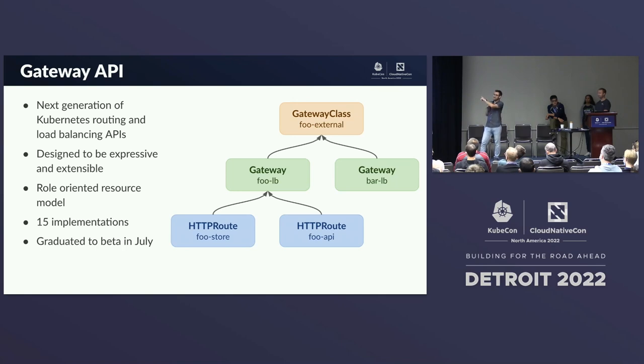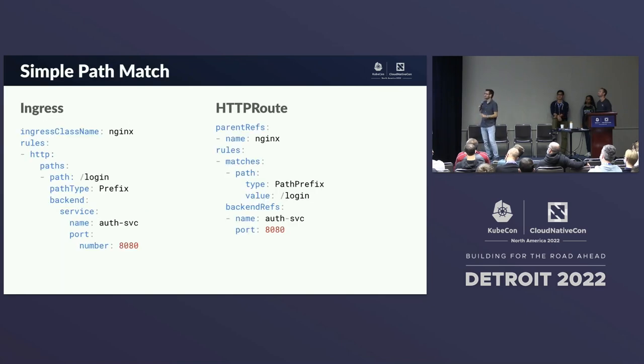So the Gateway class, if you're familiar with ingress class, the storage class is nearly identical to that. HTTP route is nearly identical to the ingress resource. And Gateway is really a new resource, a new concept in Kubernetes that represents the entry point to your system, a cloud load balancer, an instance of a proxy in your cluster. And again, lots more that we don't have time to get into right now, but I'll just show you really quickly the difference between an ingress resource and an HTTP route resource.